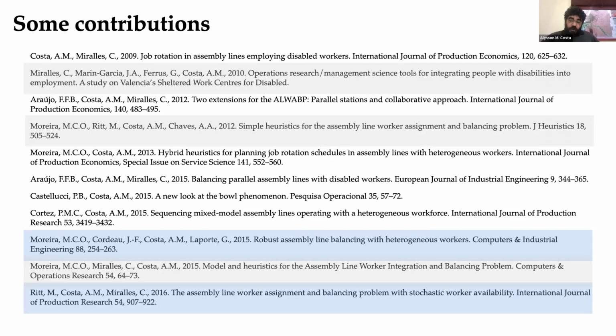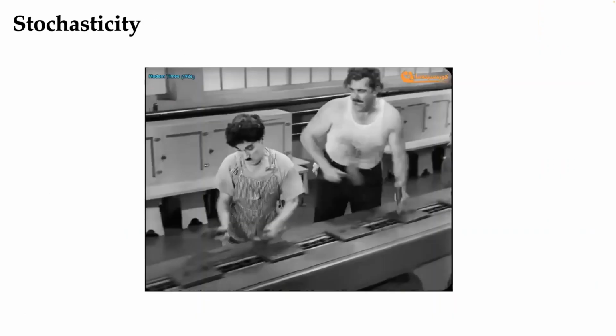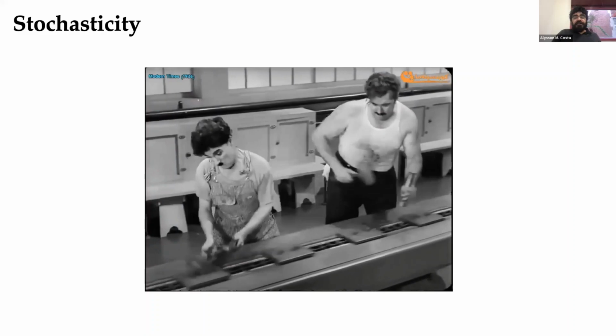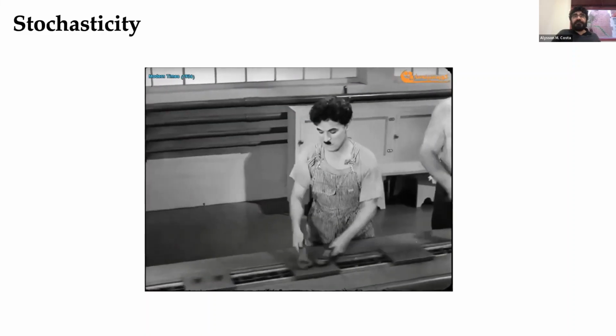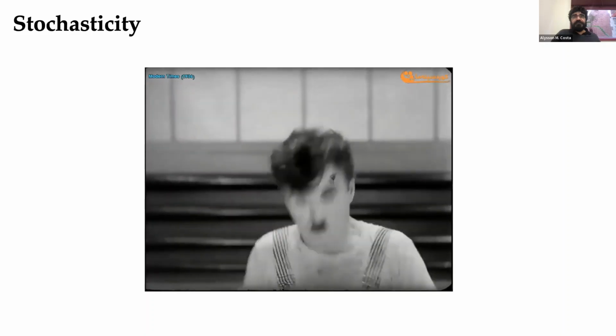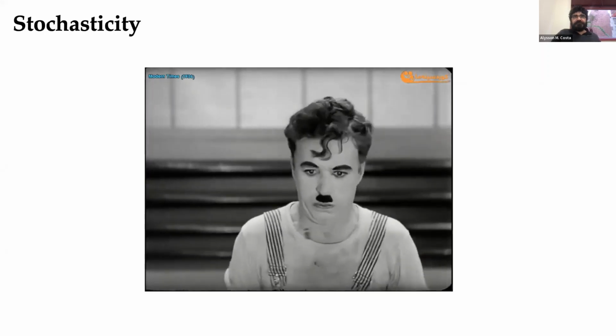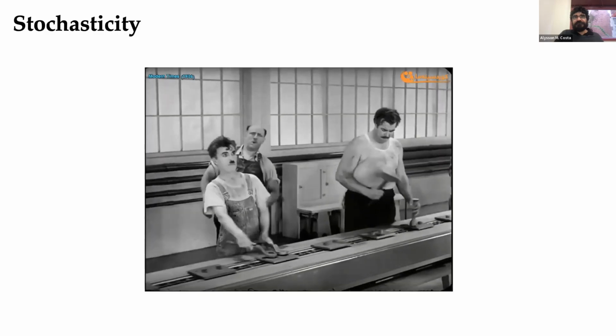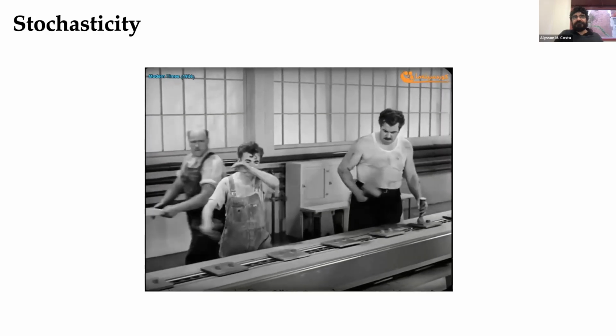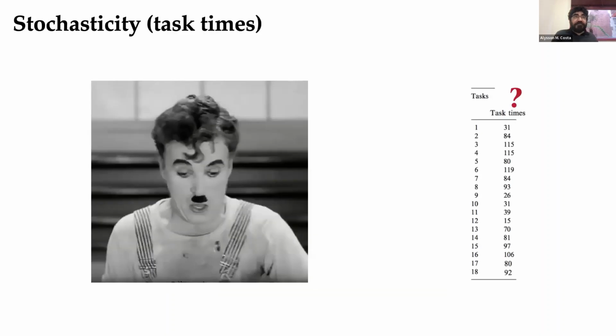One thing that's also common is that you need to consider stochasticity. So going back to Chaplin, it's very nice to design a line where you have your cycle time and assume that the workers are always going to be able to execute that in cycle time. Even though on average they can, things happen. In any case, things do happen, and do happen not only in Chaplin movies, but in real life.